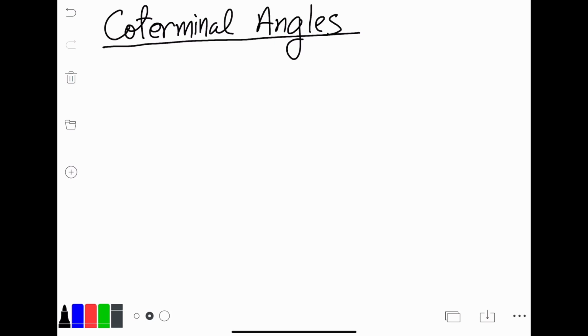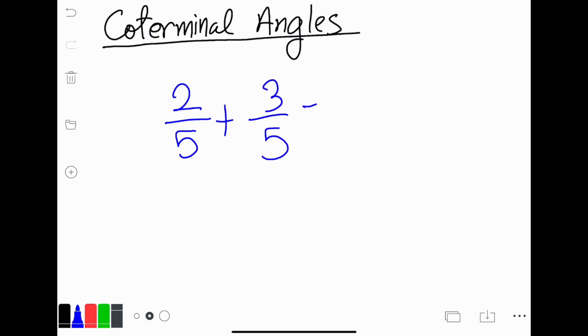But before we get started on coterminal angles, you are going to see that we are going to be working with adding fractions quite a bit. So let's just do a quick refresher on how to add fractions. So take, for example, 2 over 5 plus 3 over 5. When we add fractions, remember, you just add the numerators and make sure that the denominator is the same. So this is equal to 5 over 5, which is actually just 1.